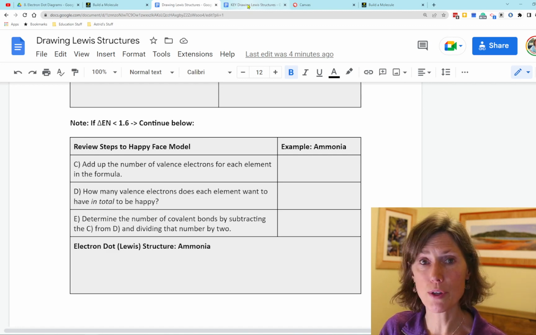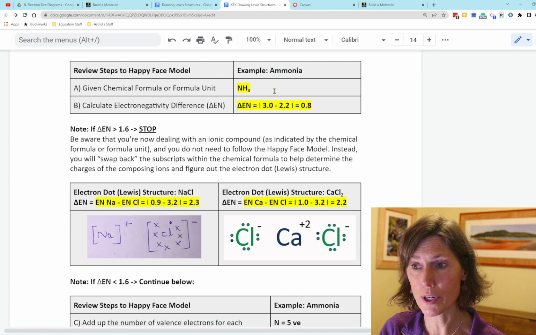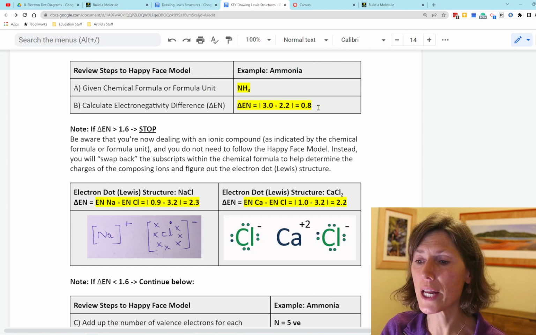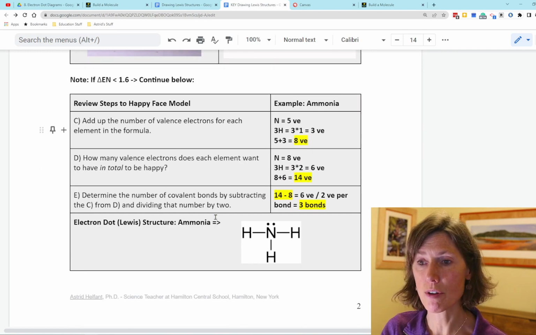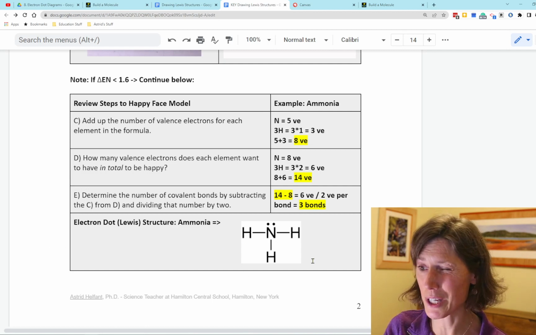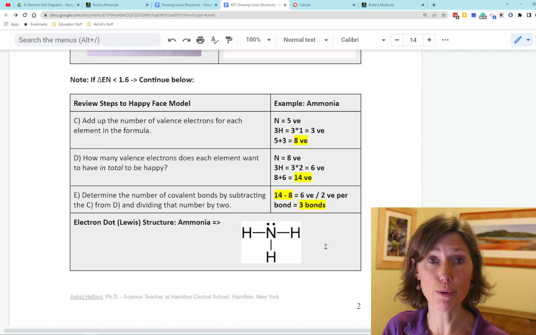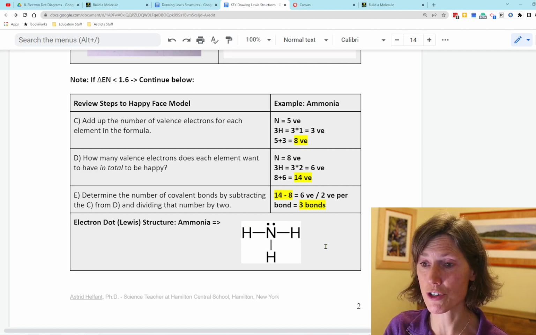Now I can show you that in the key. So we're going to scroll down a little bit. Again, the electronegativity difference is 0.8. So as we scroll down, you can actually see how that happy face model is explained here. And then we have an actual stolen picture from the internet to show you the actual electron dot structure.